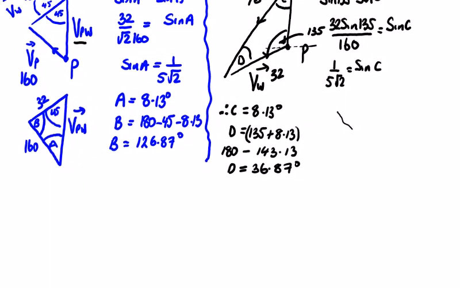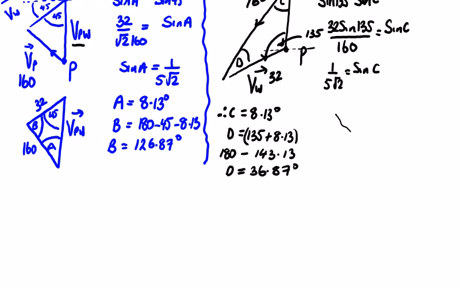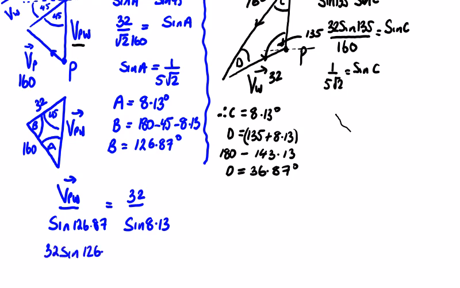Just keep the triangles in view. So we go back to blue. On the left hand side, we have the velocity of the plane relative to the wind over the sine of the angle opposite, which was B, 126.87. It's going to be equal to, and we can use any of the other ones, 32 over the sine of A, 32 over sine 8.13, or you could use 160 over sine 45. So 32 sine 126.87 is going to be equal to sine of 8.13 by the velocity of the plane relative to the wind. So just divide by your sine of 8.13.